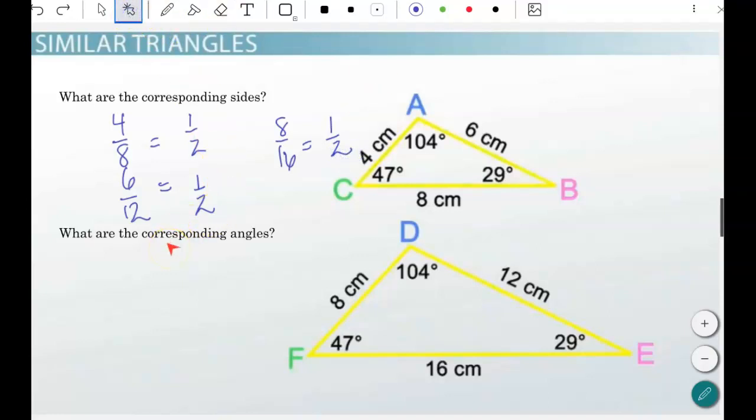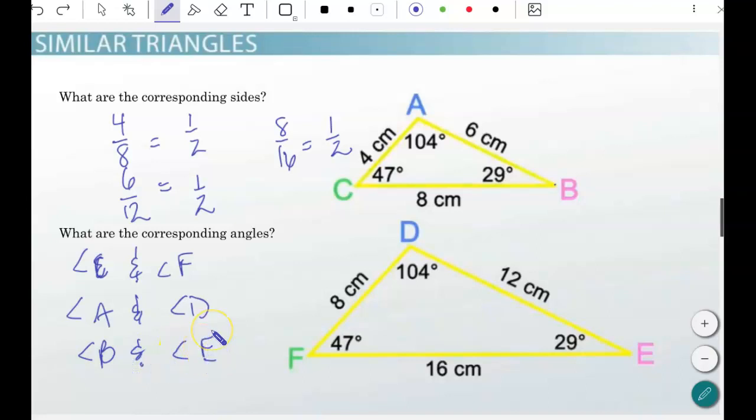Then it says, what are the corresponding angles? All right, so you can see they have the same measure, C and F. Angles C and F are corresponding. Then A and D, and then B and E are corresponding. So corresponding angles are congruent, same size, and then corresponding sides will have the equal ratios. They all have the same ratio. They're proportional.